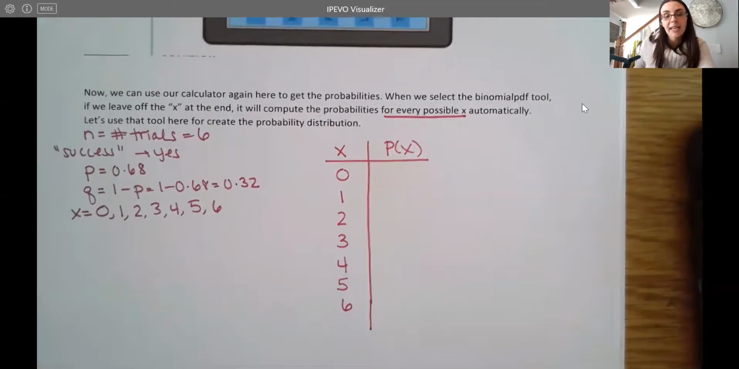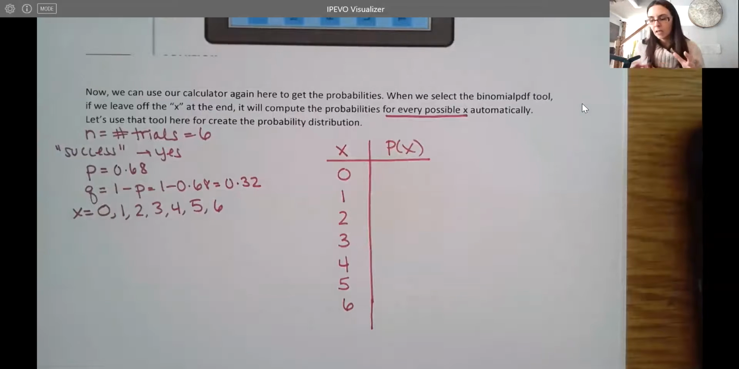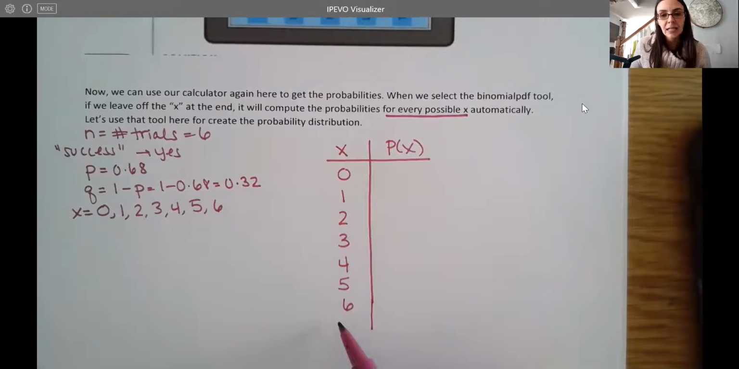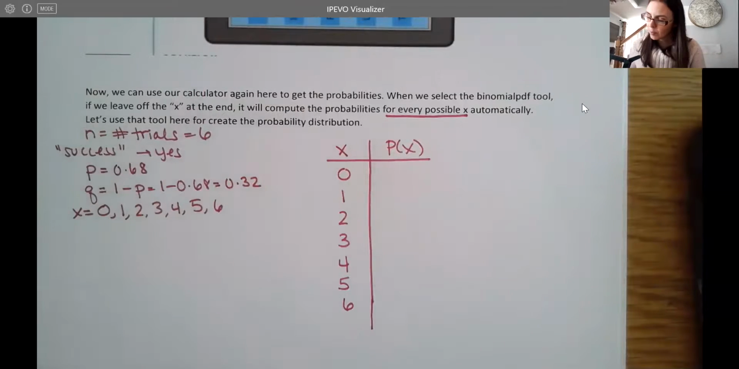Now I'm going to focus on technology here, but afterwards I'll take a minute and just do maybe one of them out by hand again, just so you can see it one more time. But again, I really encourage you to use technology because we don't want to waste too much time doing these long, lengthy formulas, particularly if you have to do it 7 times, right? So it's going to take a long time. So I'm going to use my calculator here to get the probabilities.